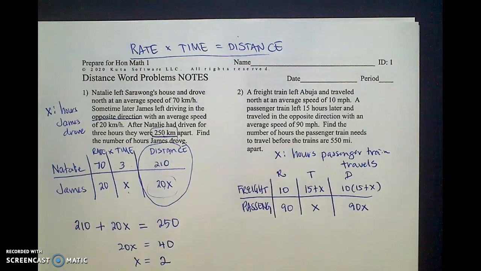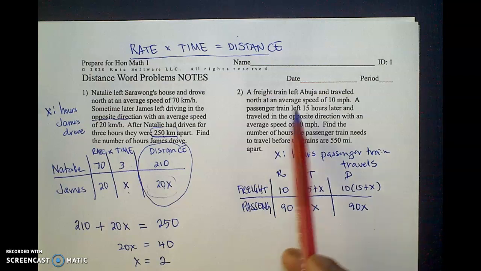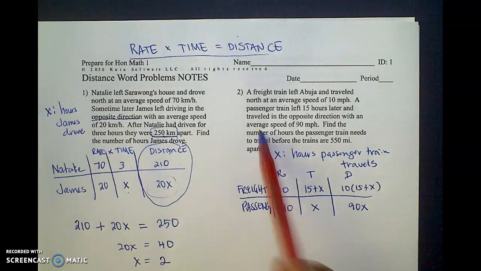Alright, so you should let x represent the number of hours the passenger train needs to travel in this problem. Ultimately, that's what we're looking for, right? How many hours the passenger train travels. Alright, so take a look at your table and see if you filled in the table as I did here. Alright, so we know that the freight train travels at 10 miles per hour, and we know that the passenger train travels at 90 miles per hour.